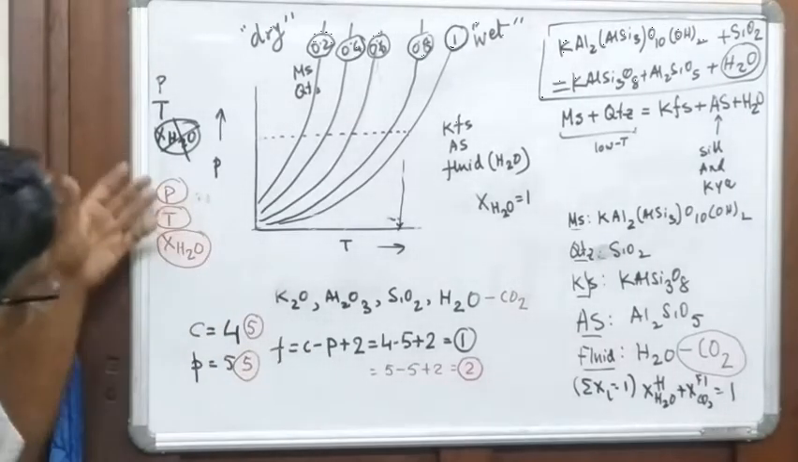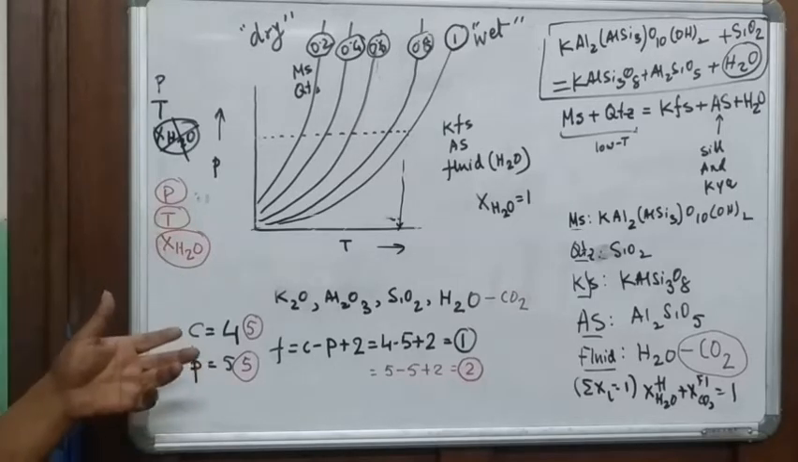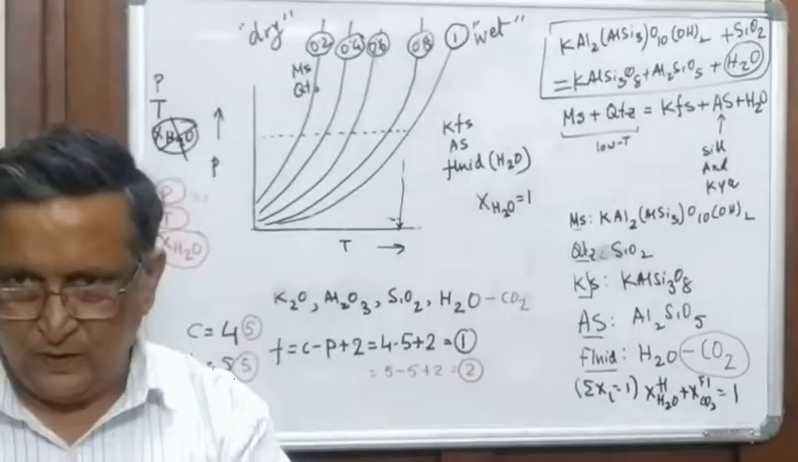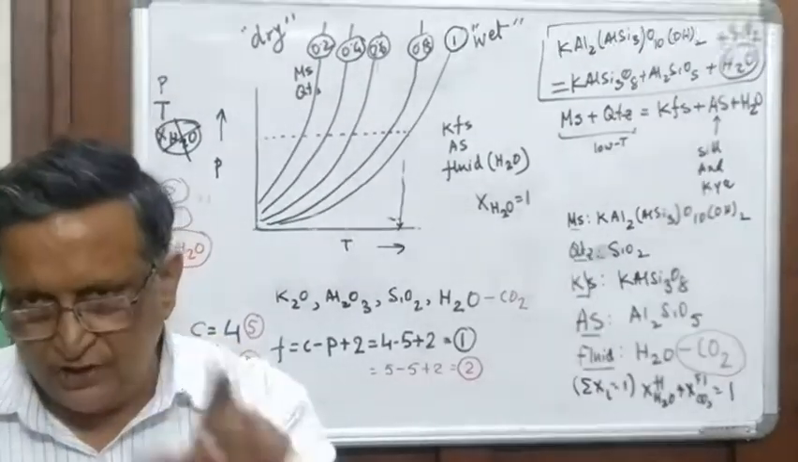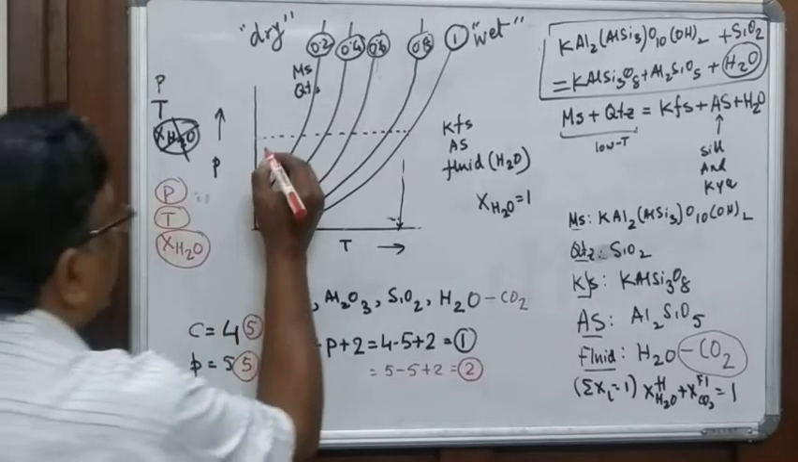So out of the 3, there are only 3 variables possible here. Out of these 3, Gibbs phase rule says if you can quantify 2, any two, I give you the third. The third can be computed. What is it like? Now we go back to this diagram.